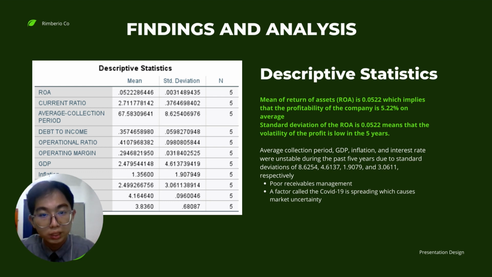Based on the findings of the descriptive statistics, we found that average collection period, GDP, inflation, and interest rate were unstable during the past 5 years due to the standard deviation being more than 1. There are some reasons which cause this situation, which are poor receivable management and the spreading of COVID-19, which caused market uncertainty.